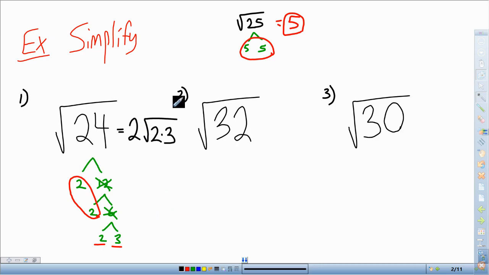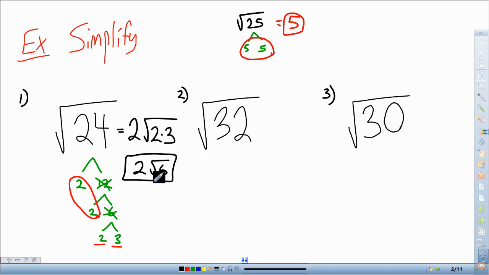I didn't leave myself a ton of room here, but you might have left yourself a little bit more room. Last thing is just to multiply what we have here, and I'm going to get 2 square root of 6. Okay, and there it is. That's the simplified form of the square root of 24.